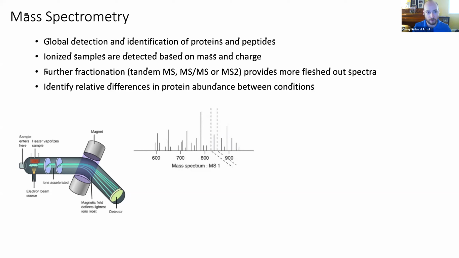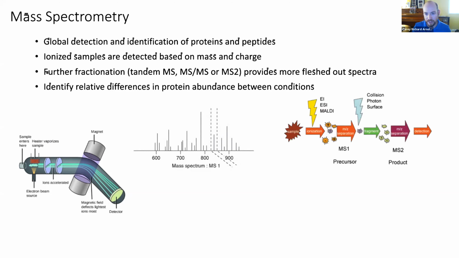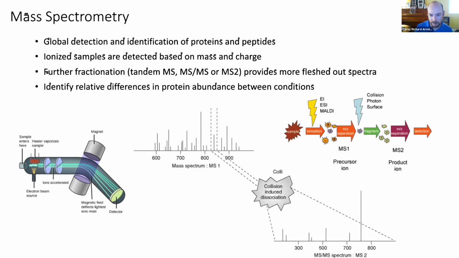Now, most people these days use a further fractionation method, which is called tandem mass spec, or MS2, and it provides a more fleshed out spectra. After the first peak is generated or identified, you do a further collision or fractionation of that particular sample or peak, and that will create a subset of peaks, which gives you more information about what's making up that particular ion.